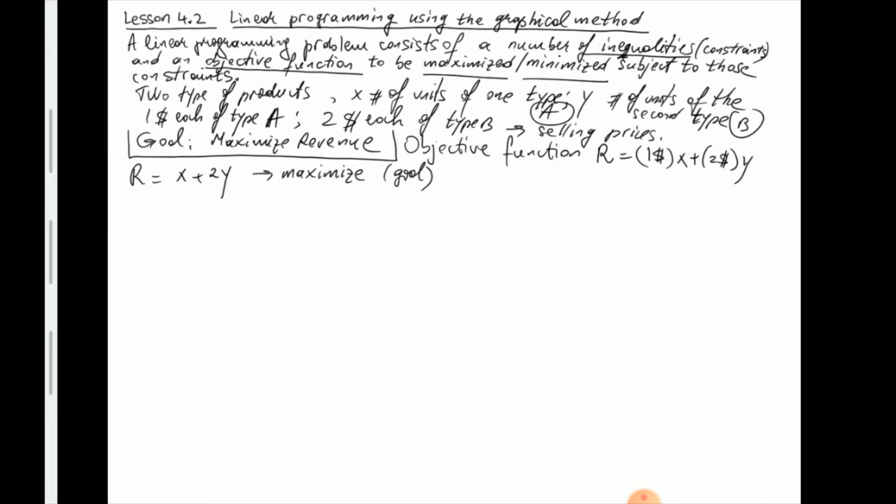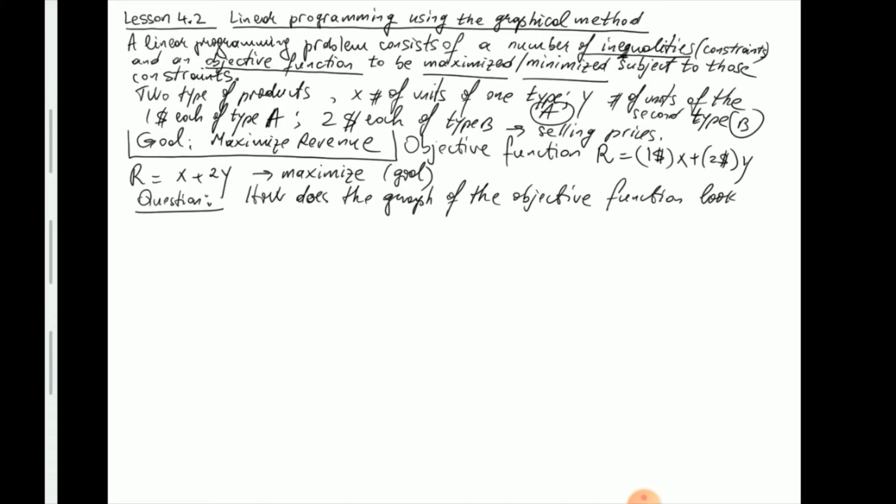What I want to focus on in this part of the lecture is to see how the graph of this objective function looks for various values of R. So you will see why that's important for later. So let's even write it down as a question, or an observation in the form of a question. How does the graph of the objective function look for various values of R?